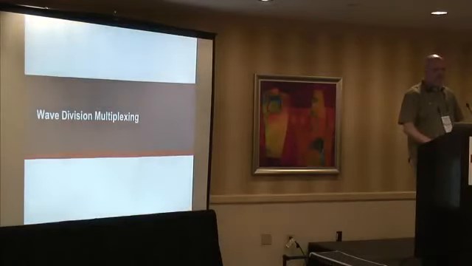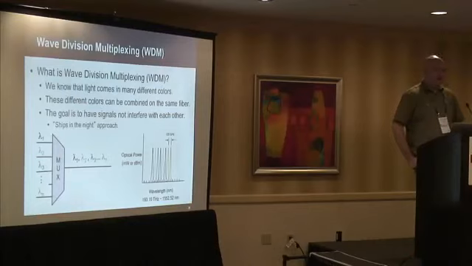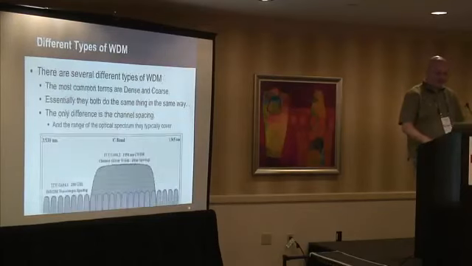Now we talk about wave division multiplexing. So wave division multiplexing, WDM, we know that light comes in lots of different colors. What you can do is take all those different colors and put them down one strand and have them not interfere with each other. You get ships in the night. So you have a unit called a mux that takes any number of wavelengths, and you end up with just carrying all of the signal on the same fiber, completely independent of each other.